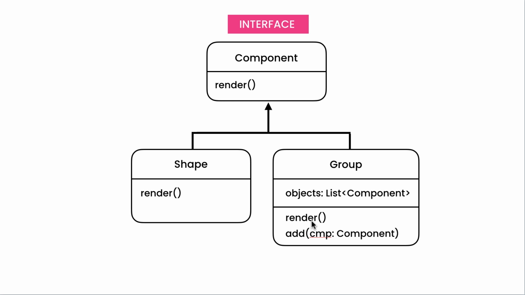Now with this structure, in our render method, we no longer have to check the type of each object and explicitly cast it to a shape or a group. Because when we iterate over this list of components, we're dealing with component objects. Every component has a render method, so we can simply call it without having to explicitly cast it to a shape or a group instance.